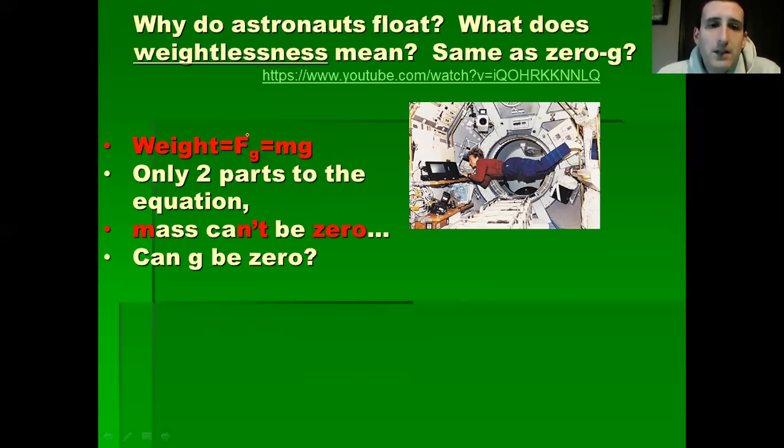So weight is force of gravity. We say weight is equal to force of gravity, and force of gravity is mg. There's only two parts to the equation. We know the mass can't be 0. We know she's not massless. The mass is the stuff that makes us up. We still have that stuff. So if the mass can't be 0, then there's only one other thing in the equation. So does that mean that g's got to be 0 if you're in orbit? And that's where this idea has come from, and it's a very wrong idea, but it's somebody looking at this equation and using their logic to say, well, I know she hasn't disappeared. She still has mass. So the only other solution is that gravity must not be working on her anymore.